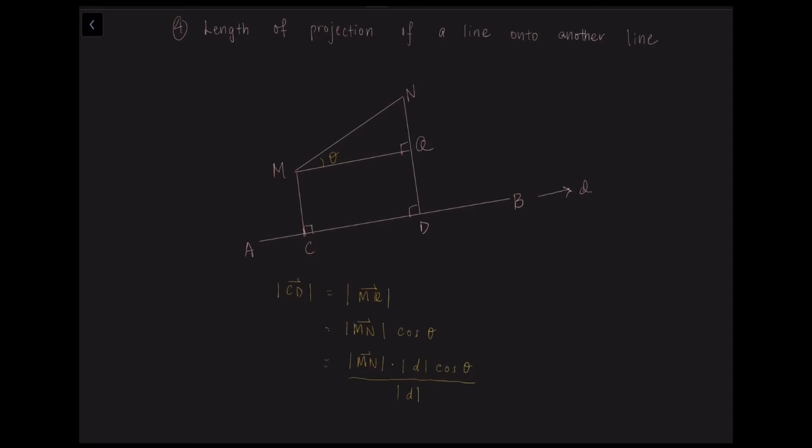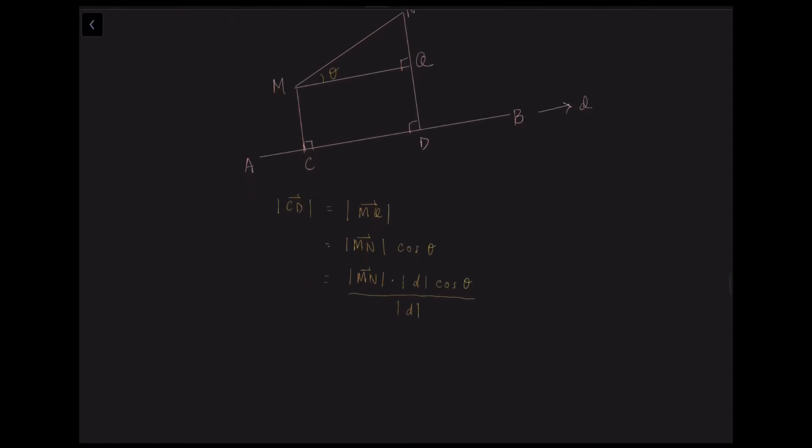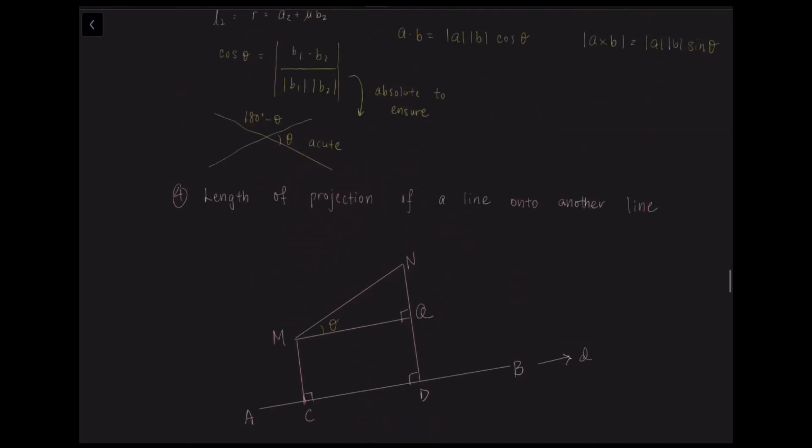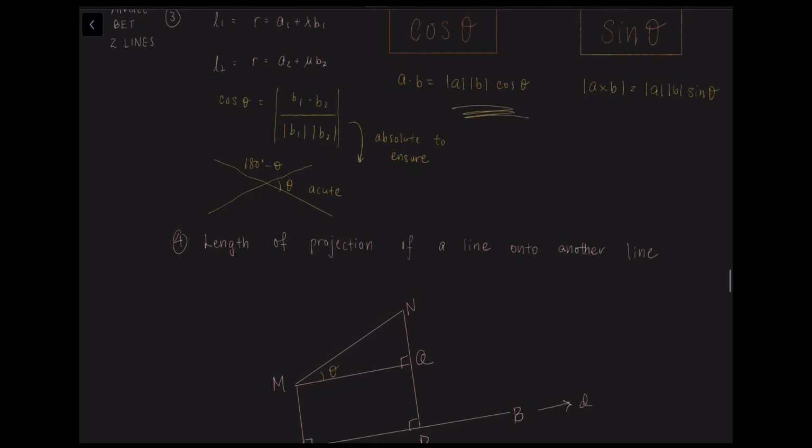And immediately, using the formula that we have learned just now, we see that the modulus of MN times the modulus of D times cos theta equals the dot product. So MN dot D over the modulus of D. And this is the general formula for you to find the length of projection of the line MN onto the line AB.